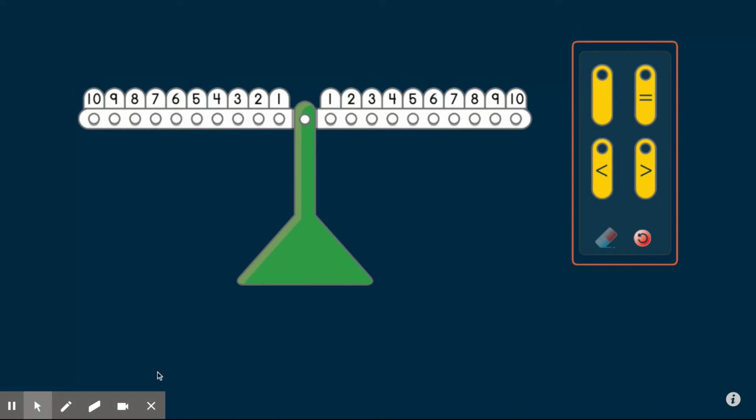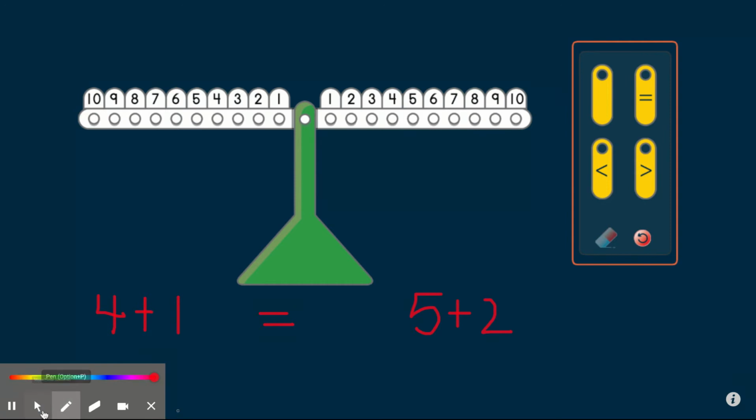Okay, let's get started. Let's say I had the equation 4 plus 1 equals 5 plus 2. If this was on my workbook page and my assignment was to decide if this is true or false, I could use this math balance to help me solve. This side of the balance is for the left side of the equal sign. And this side of the balance is for the right side of the equal sign.